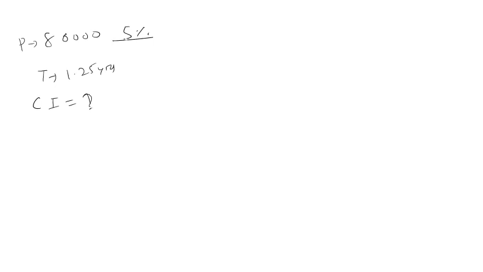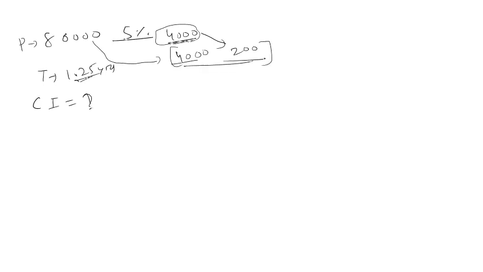Okay, so how to find this? 5% is 1 by 20. 1 by 20 of 80,000, that is 4,000. I am asking for 1.25 years, means 1 year is completed, means this part is taken into account. As it is 1.25 years, so I have to find first of 2 years. First year's interest is 4,000. Second year is how much? 5% of principal, that is again 4,000, and 5% of first year's interest, that is 200. Right now, second year interest, I don't need completely.